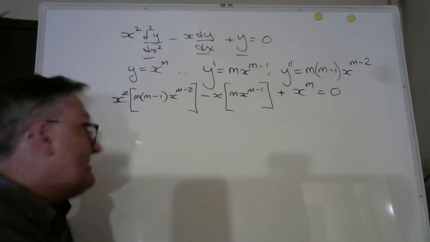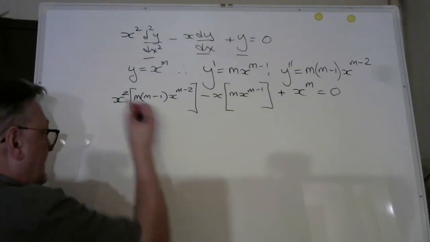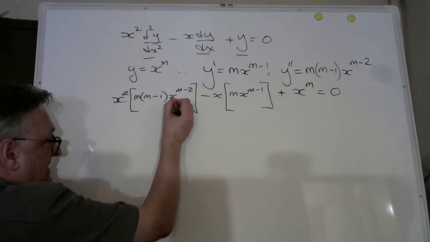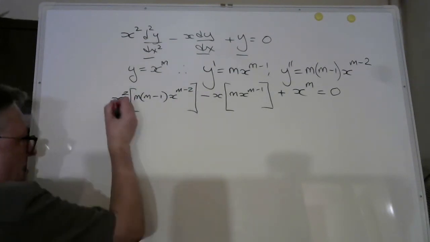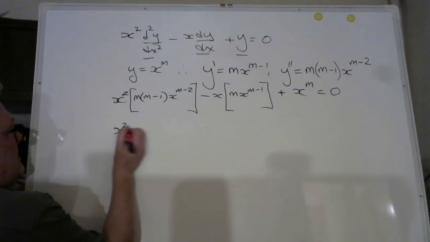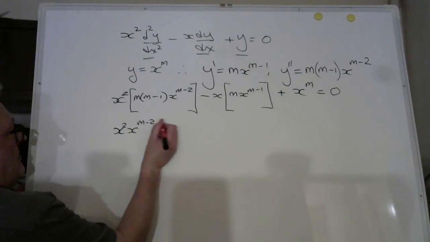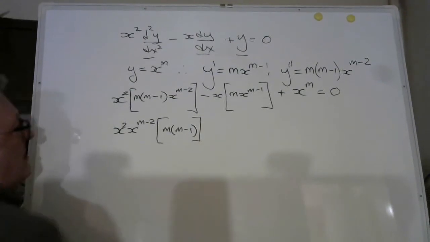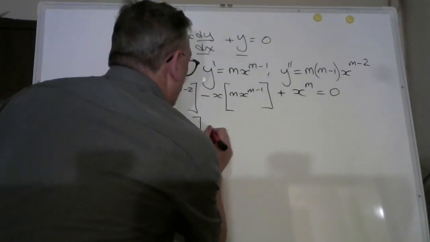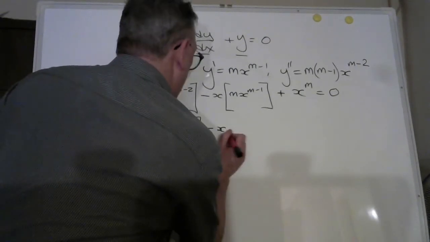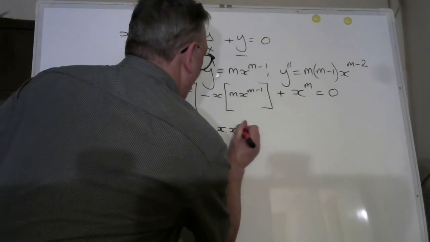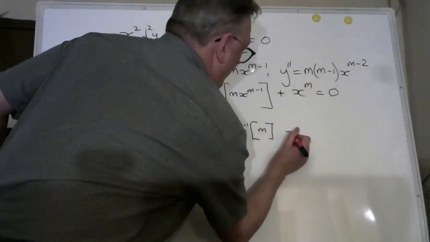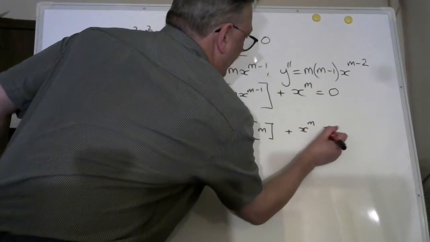Okay, this might look a bit complicated, but believe you me, we can simplify it and reduce this to a simple quadratic equation. Instead of multiplying the x squared by the x to the m minus 2 in the bracket, I'm going to take this x to the m minus 2 outside the bracket and multiply it by the x squared. So we have this, and in the bracket we've got m minus 1. And then here we've got minus x times x to the m minus 1 times just m. And here we've just got plus x to the m equals 0.